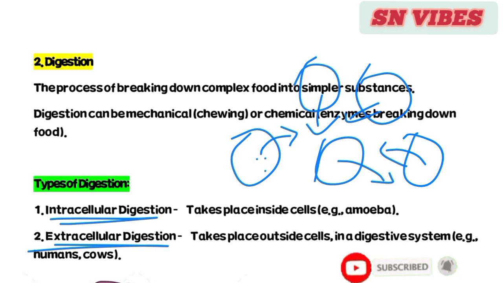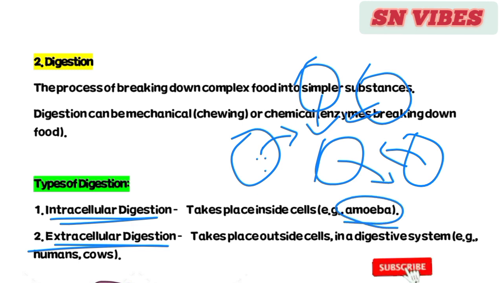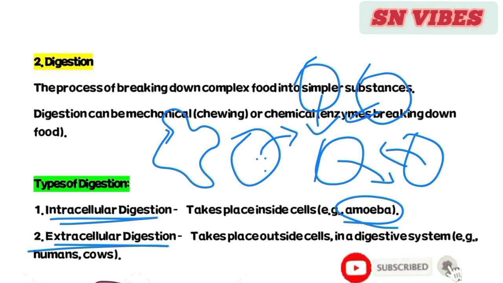The best example of intracellular digestion is the amoeba. The amoeba is irregular in shape, and it carries out digestion with the help of pseudopodia. Extracellular digestion, as I told you, occurs outside the cell, in the digestive system. The best examples are the human and the cow, which are given in the NCERT class 7 book.